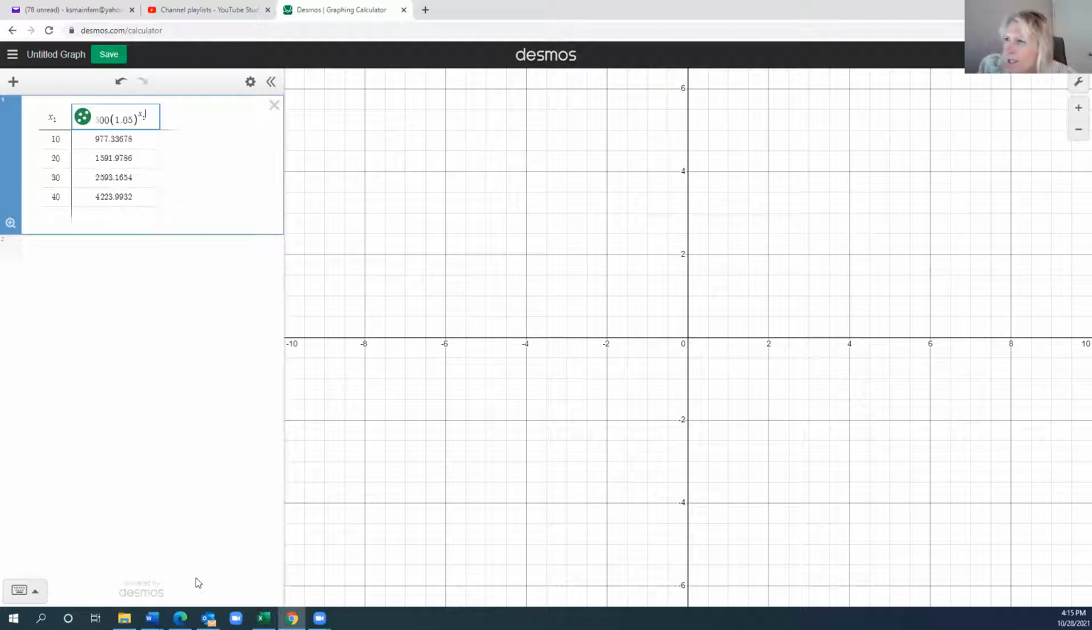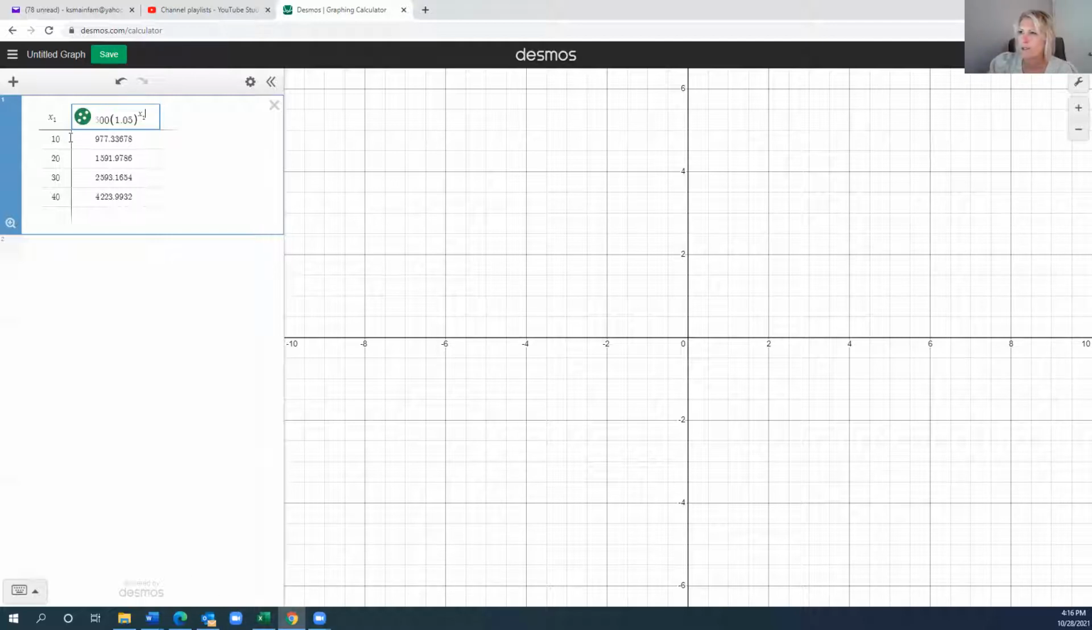$977.34, round appropriately, after 20 years, $1,591.98. After 30 years, we would have $2,593.17. And after 40 years, we would have $4,223.99.